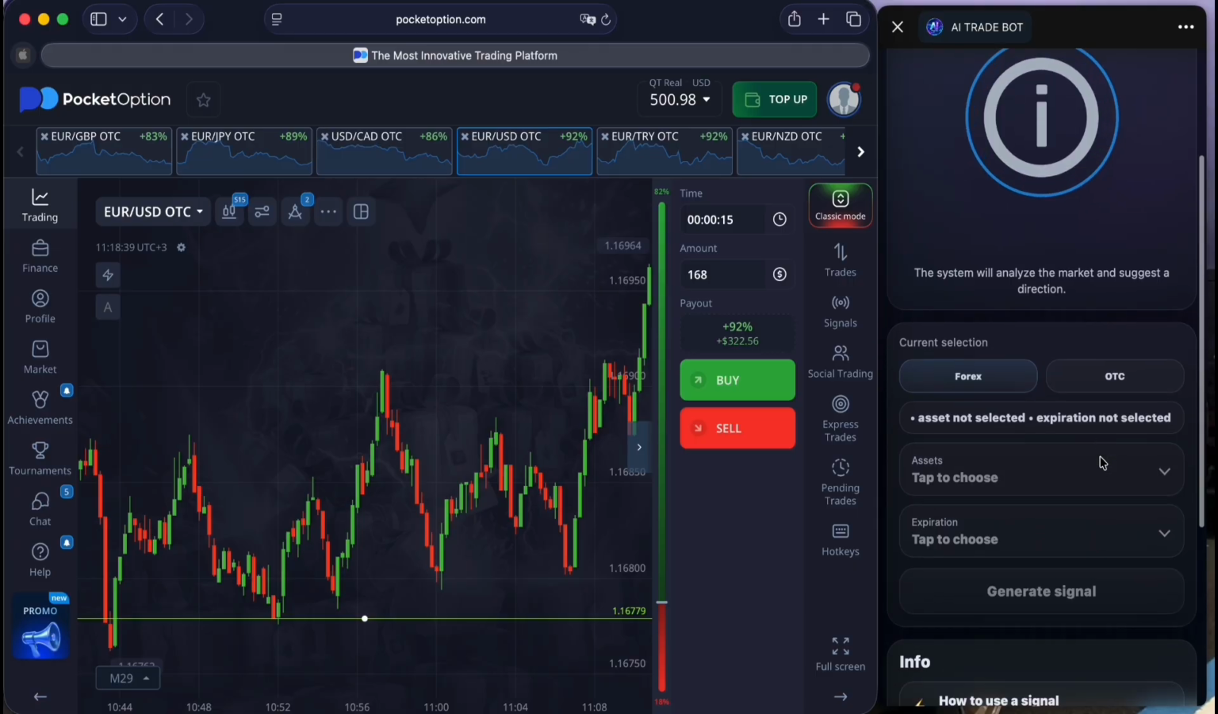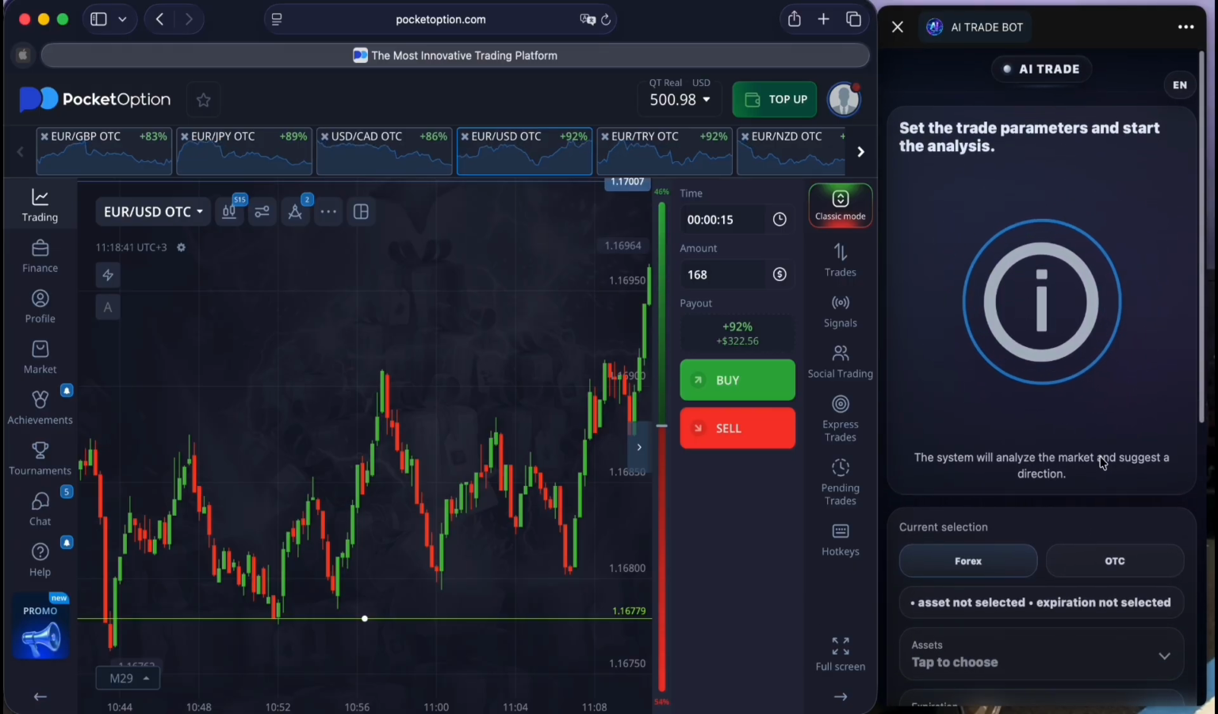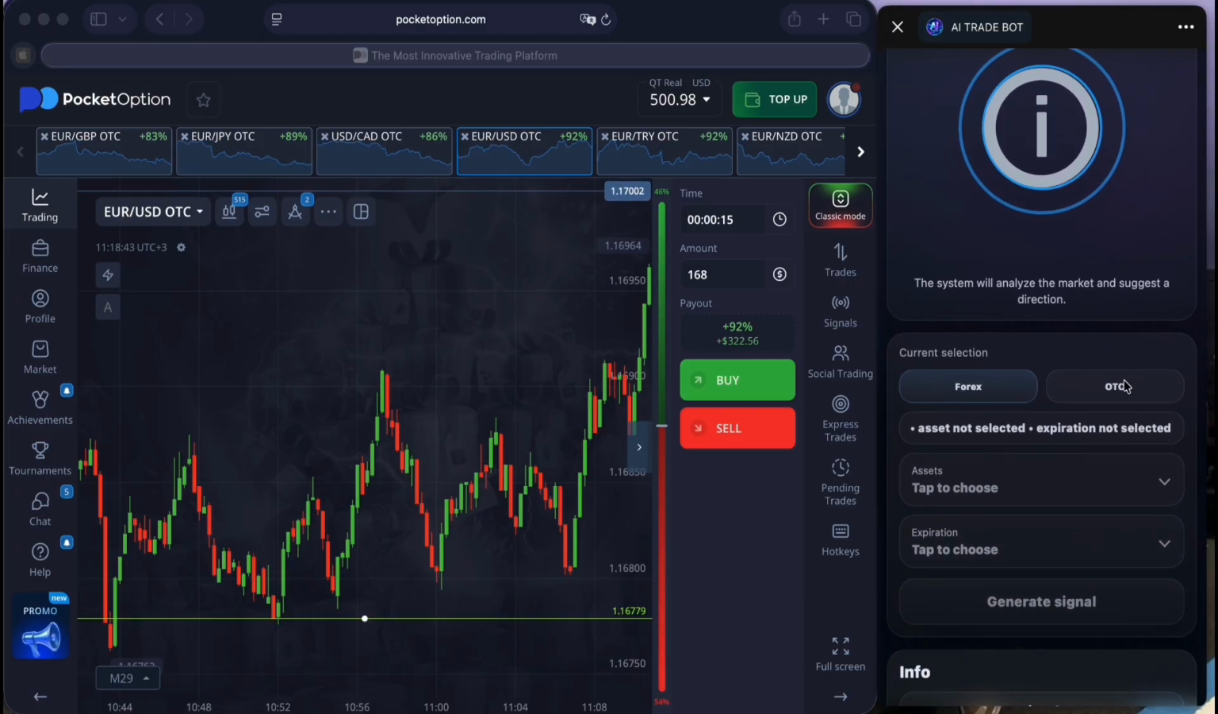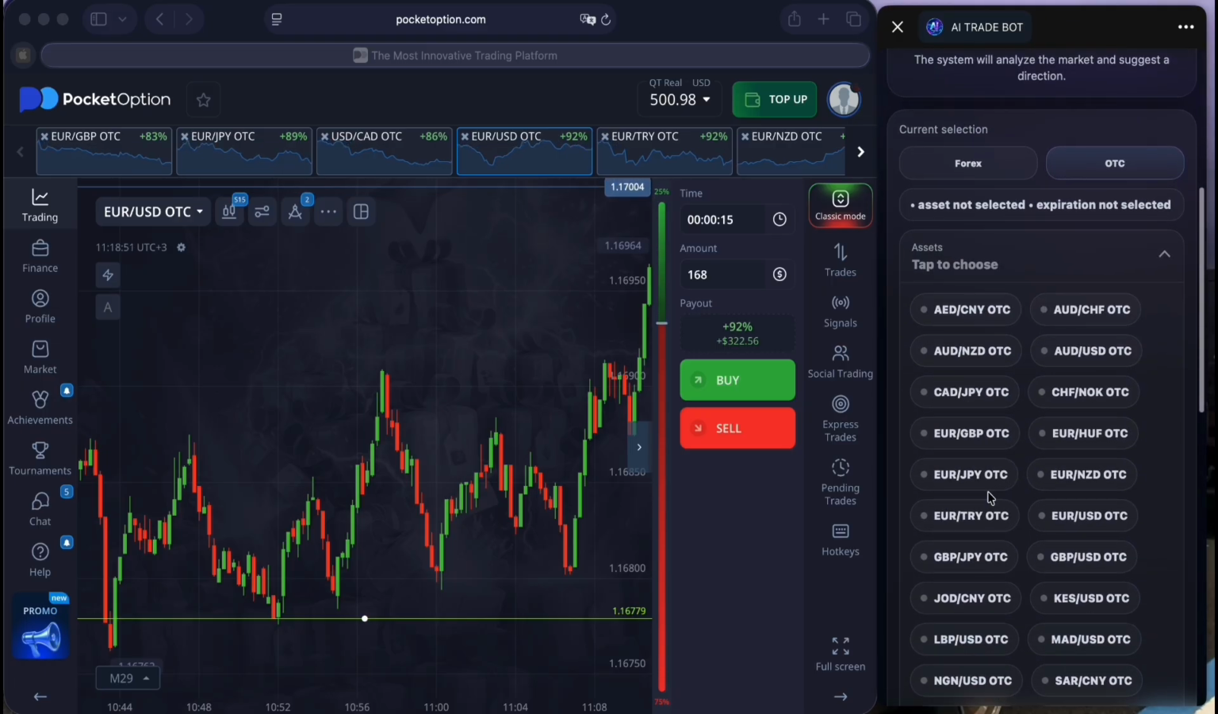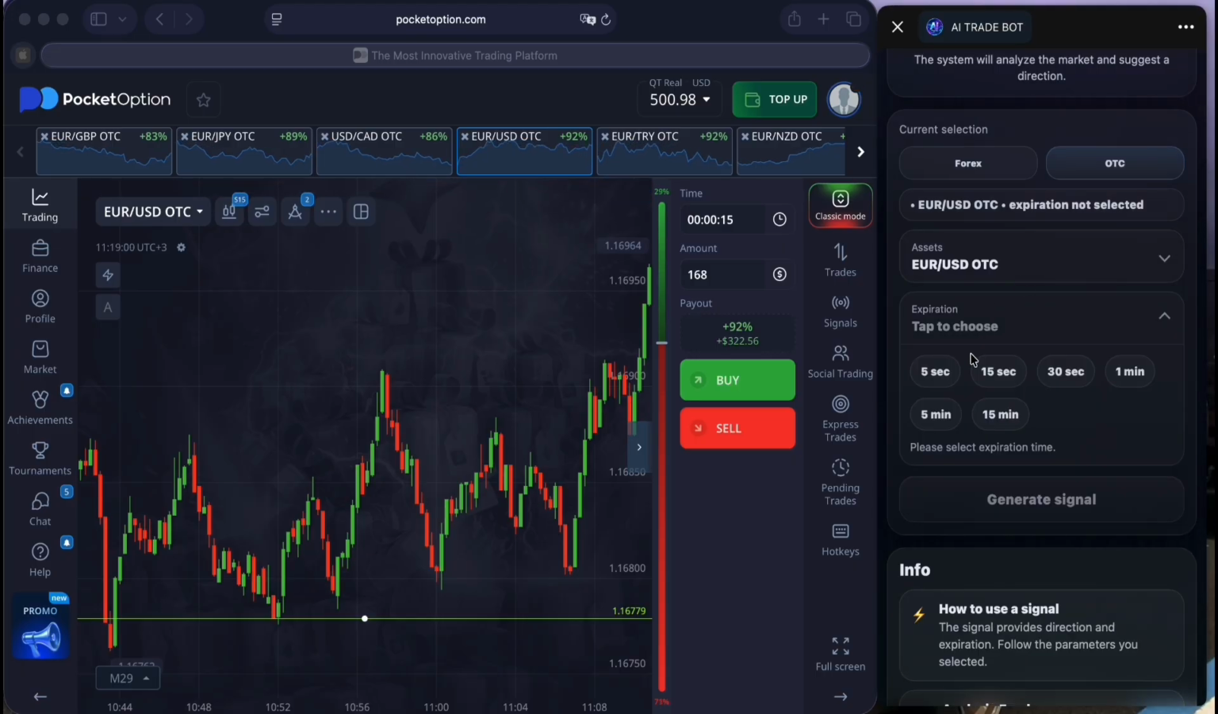After launching it through the Telegram channel, in the trade parameters, we just need to select the trading mode. We trade in OTC mode, so I'm switching to that. There's also a video about Forex mode on my YouTube channel, so feel free to check out the playlists and watch that tutorial. Now let's move on to picking our asset. We did a quick technical analysis on EUR/USD, so I'm adding this currency pair into my tool and moving on to selecting the expiration time.